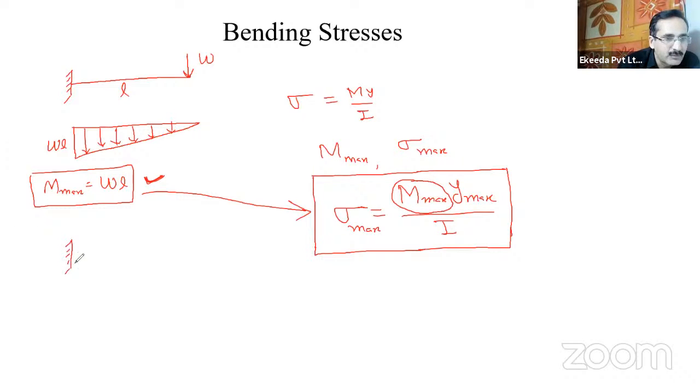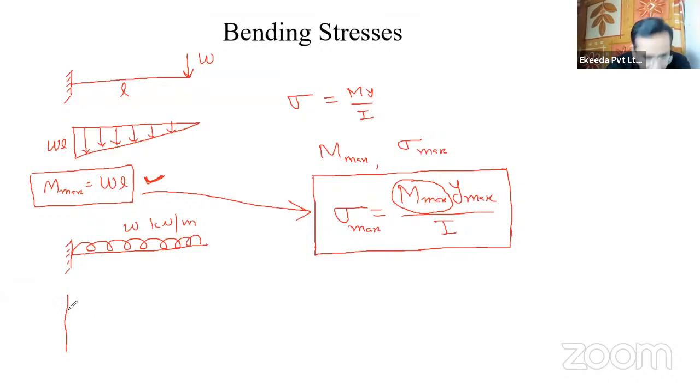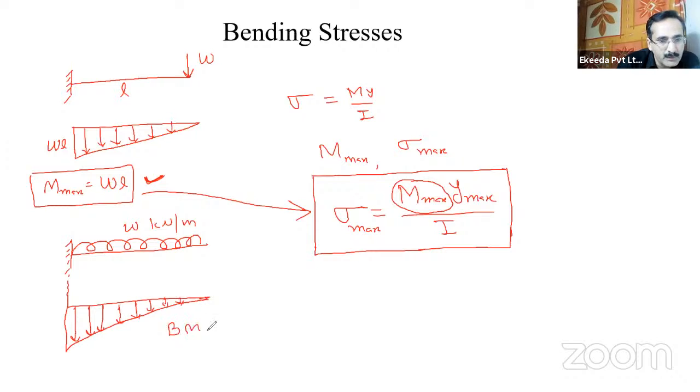Similarly, let us take a case of UDL with a cantilever beam. So this is a UDL, W kilonewton per meter, and this is a cantilever beam. And what type of bending moment diagram was there? The bending moment diagram for this case was like this. This was a parabolic curve in the negative direction. You have to go to the theory lectures to see how we got this curve. So this is the bending moment diagram.